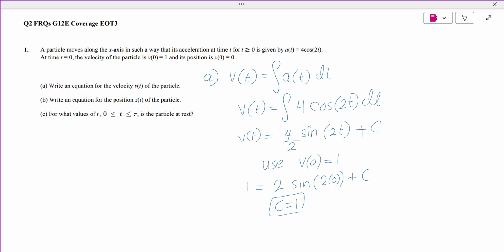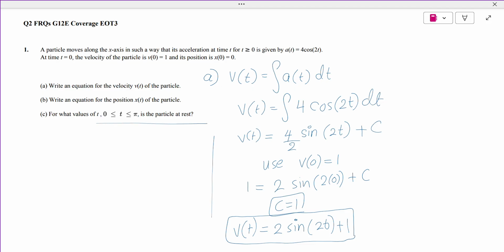So the final answer for v of t at any time bigger than or equal to 0 will be 2 sine of 2t plus 1. This is the velocity function. This is v of t, or the equation of the velocity. So this is part A.